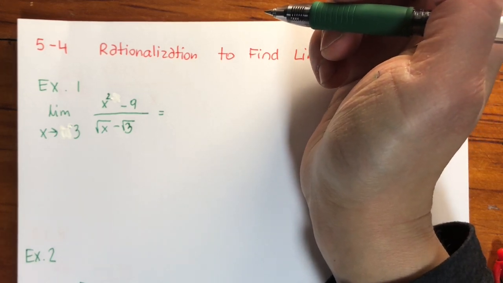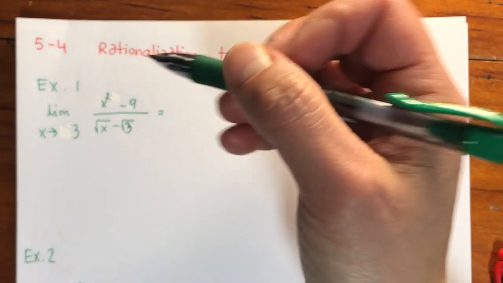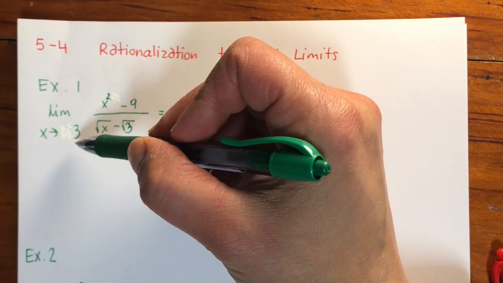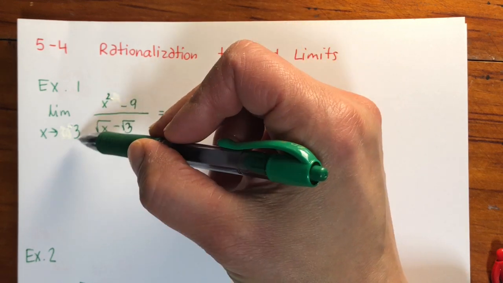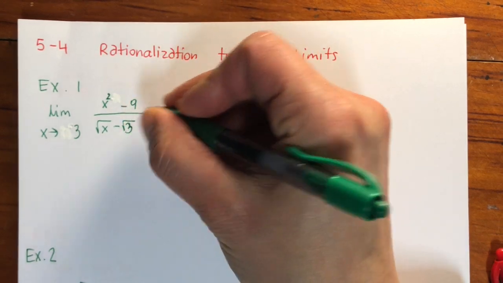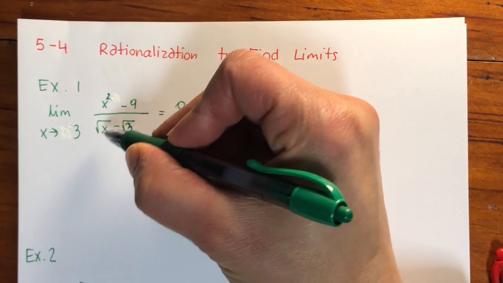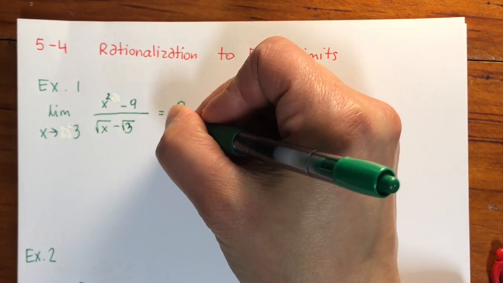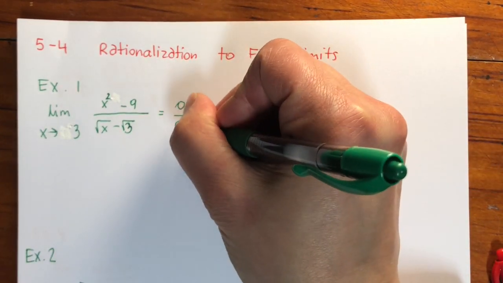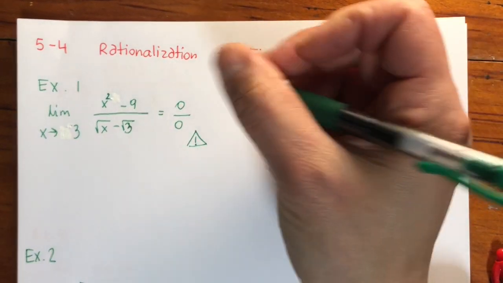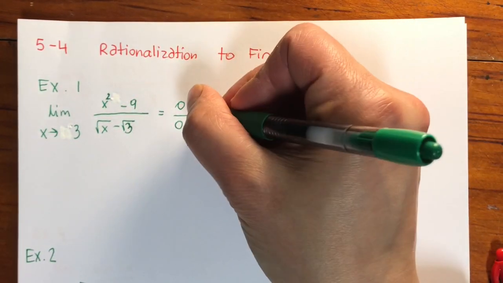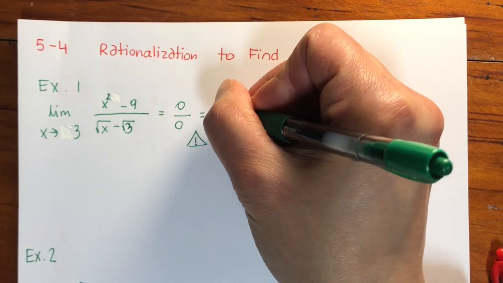So if we look at this first example again, when you are looking for a limit at a point, the first thing you want to do is plug in that point and see what happens. So 3 squared is going to give you 9. 9 minus 9 is 0. Square root of 3 minus square root of 3 is 0. And again, this is problematic. This is something that calls for caution, and we need to take this expression and try to write it in a different form.